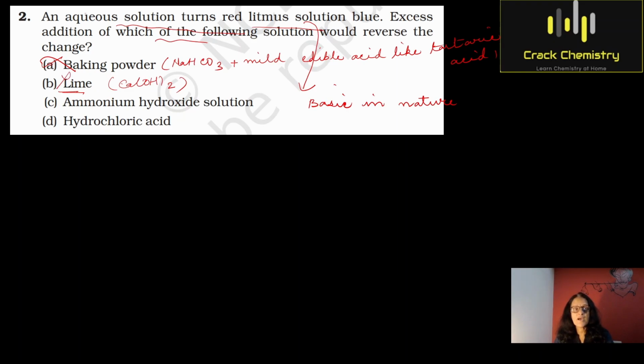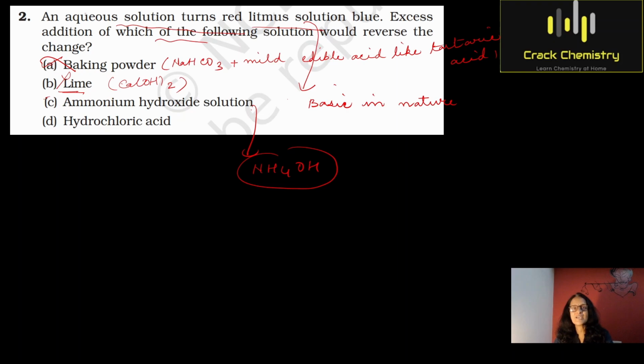In fact, if we add a base to the given aqueous solution, the basic strength of the given solution will increase. Then the third option is ammonium hydroxide solution. Students, ammonium hydroxide has the formula NH4OH. It is also a base, so it cannot reverse the process. In fact, it will increase the basic strength of the solution.